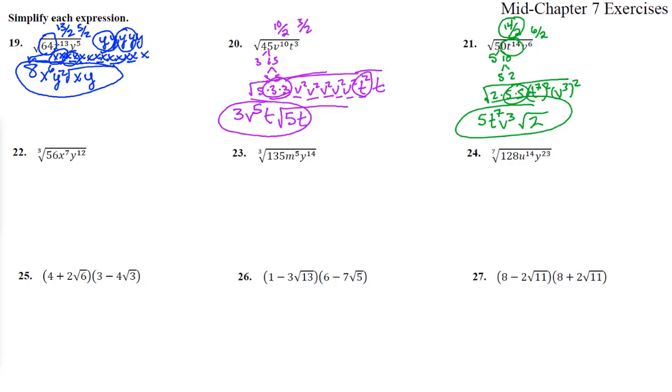All right. Now we're going to switch gears with number 22. We've got to have perfect cubes in order to make this work. So we're going to do this and write this out in really slow motion here.